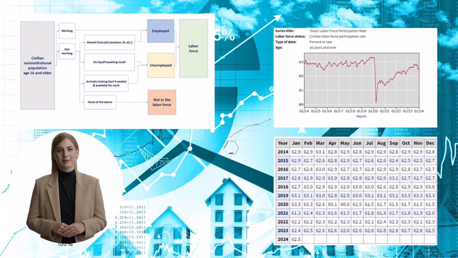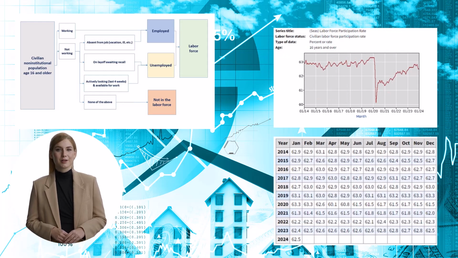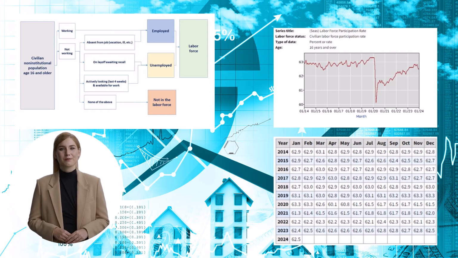This graph and chart refer to the labor force participation rate, LFPR. It is calculated by dividing the civilian labor force, the blue box plus the yellow box, by the civilian non-institutional population, the gray box, and multiplying the result by 100 to express it as a percentage.